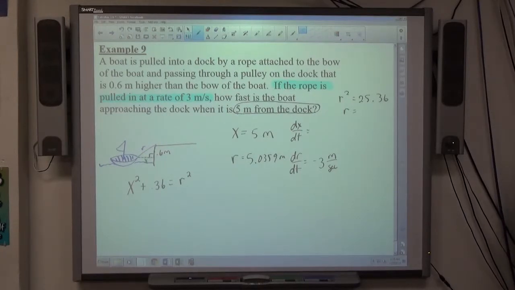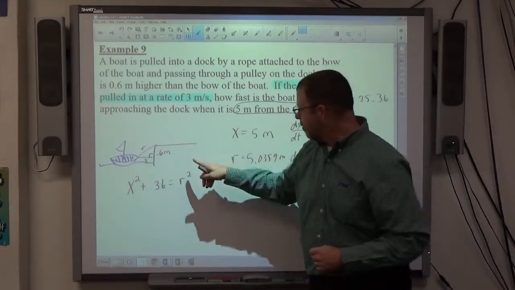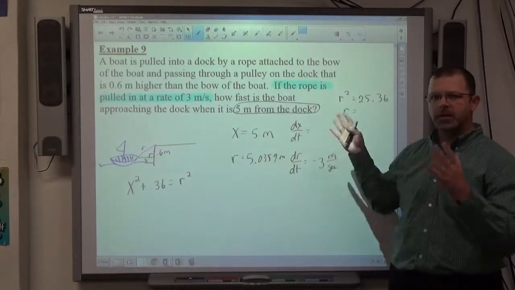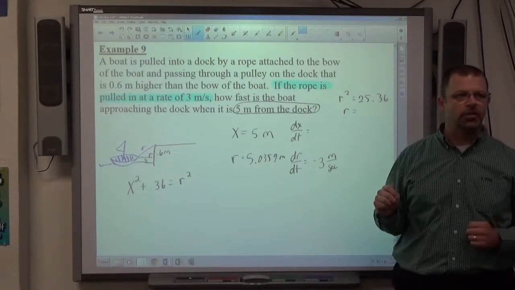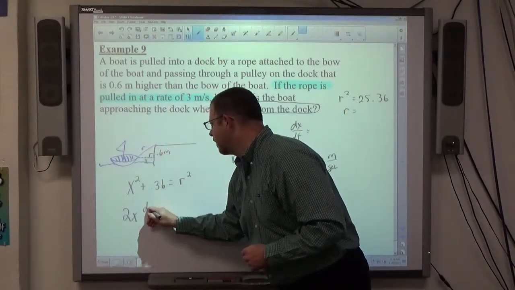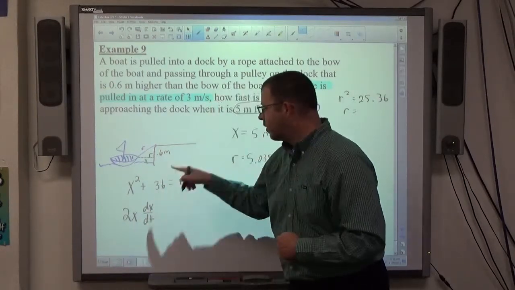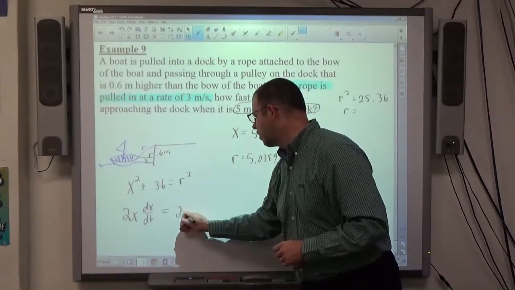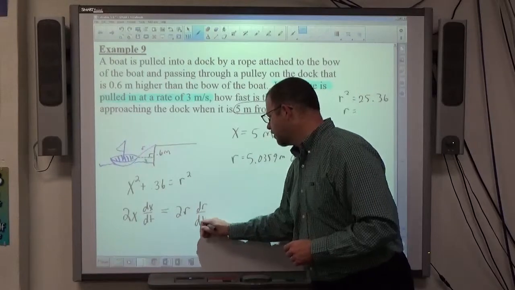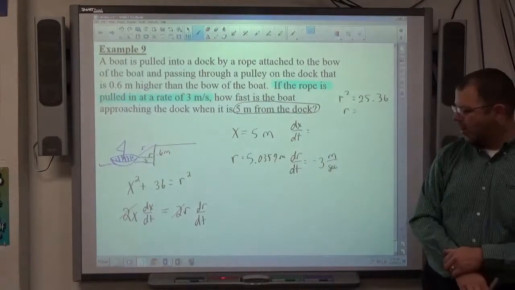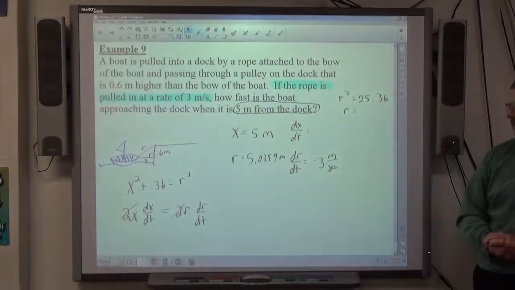So the rope is that long, the ship is 5 meters from the dock, and dx over dt is what we're looking for. I have an equation relating the variables I'm working with. I know exactly how much the variables are worth. I know one of the rates, I'm looking for the other rate. Everything's ready to go for differentiation and solving. So, the derivative of x squared is 2x. I'm going to put a dx over dt because x is not t. The derivative of 0.36, or any number, is 0, equals the derivative of r squared, which is 2r dr over dt. As always with the Pythagorean theorem, we can expect the 2's to cancel, and they do just that every time. It's awesome when that happens. It gets numbers smaller and makes it worth doing.